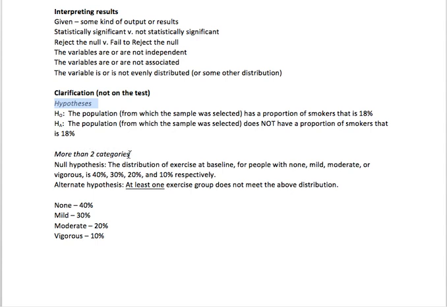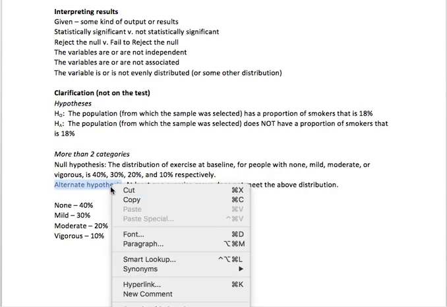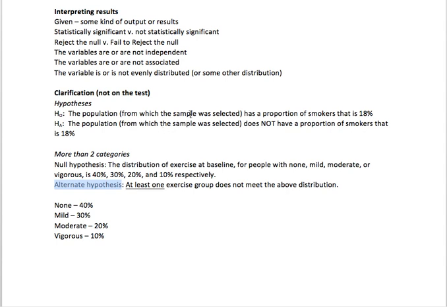However, as soon as I have more than two categories, which is one of the examples that you had for your assignment, this was one of them. The distribution of exercise at baseline for people with none, mild, moderate, or vigorous exercise is 40, 30, 20, and 10% respectively. As soon as you have more than two categories, the alternate hypothesis is best worded a little bit differently than if there are only two categories. The way we say that is that at least one of these exercise groups does not meet the above distribution. And this "at least one" is the key to understanding this.